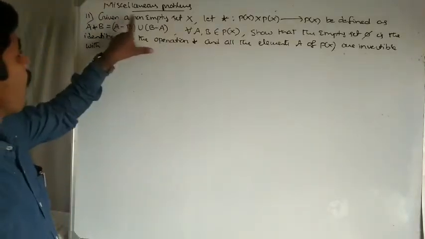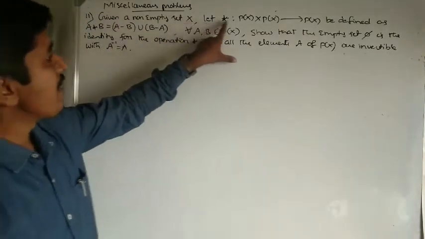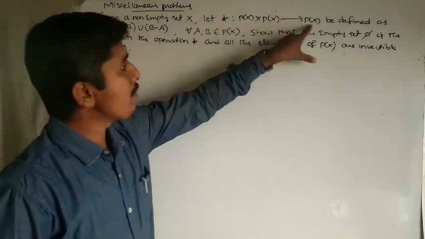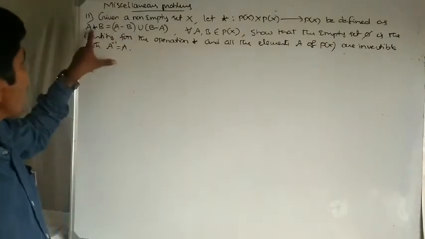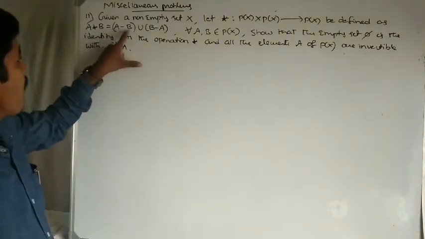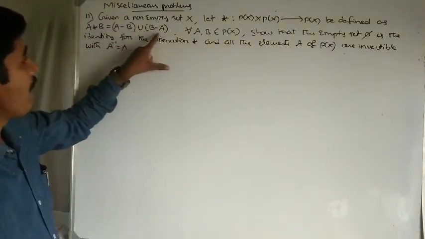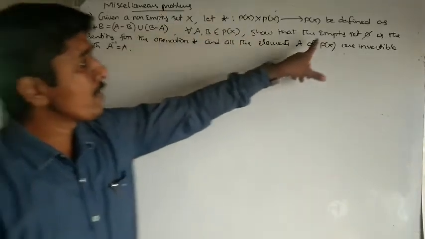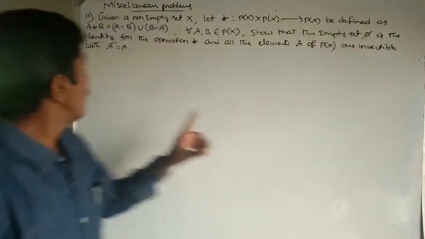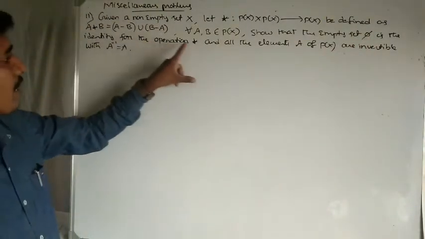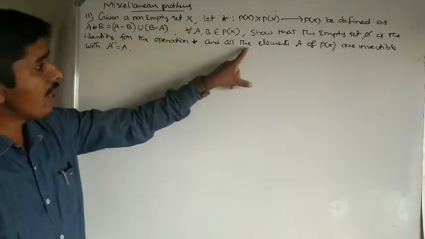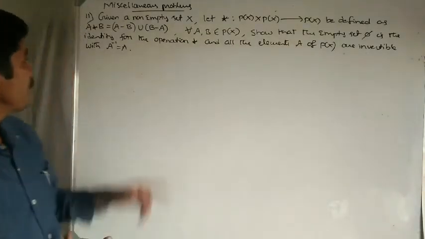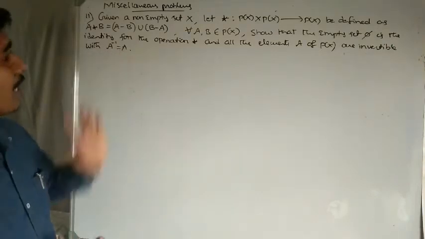11th problem: given a non-empty set X, let star from P of X cross P of X to P of X be defined as A star B is equal to A minus B union B minus A, for all A, B belongs to P of X. Show that the empty set pi is the identity for the operation star and all the elements A of P of X are invertible with A inverse equal to A.